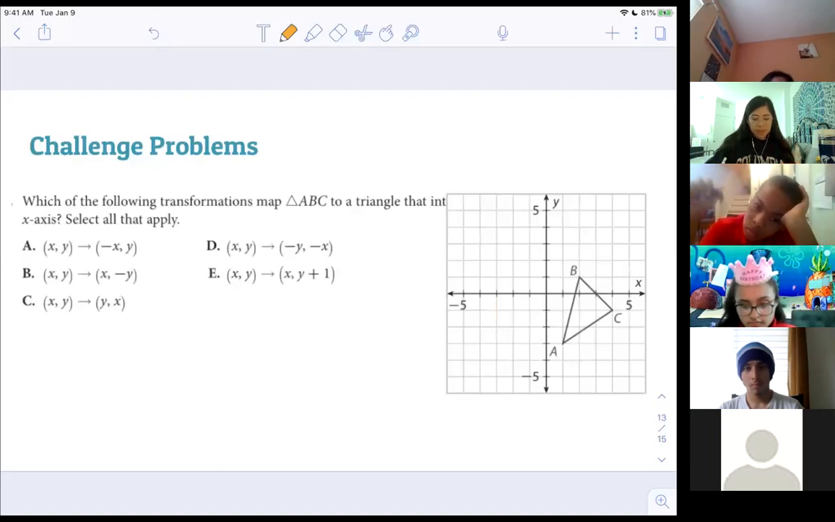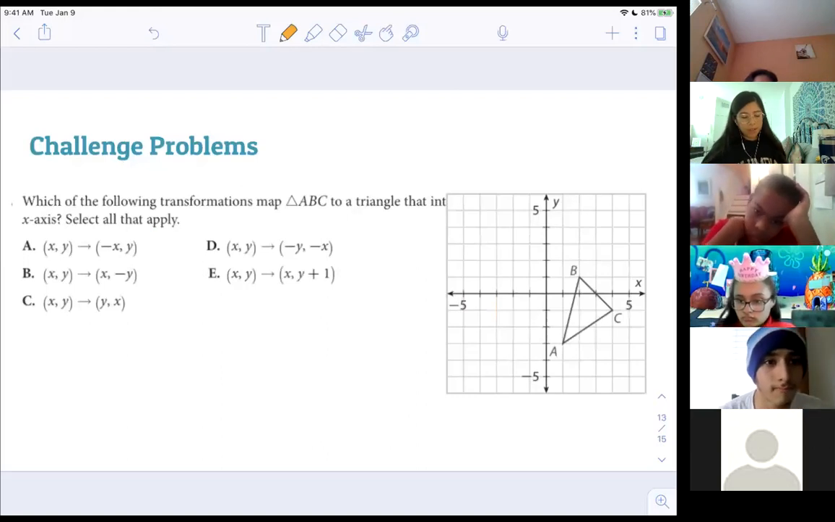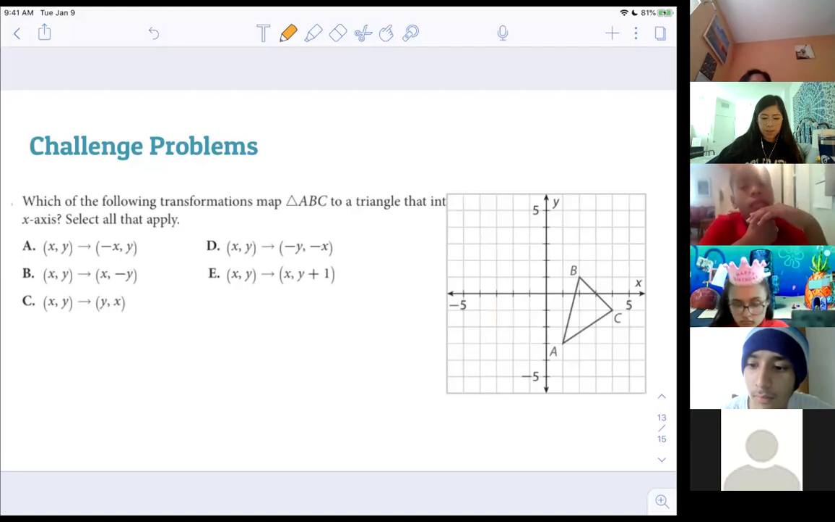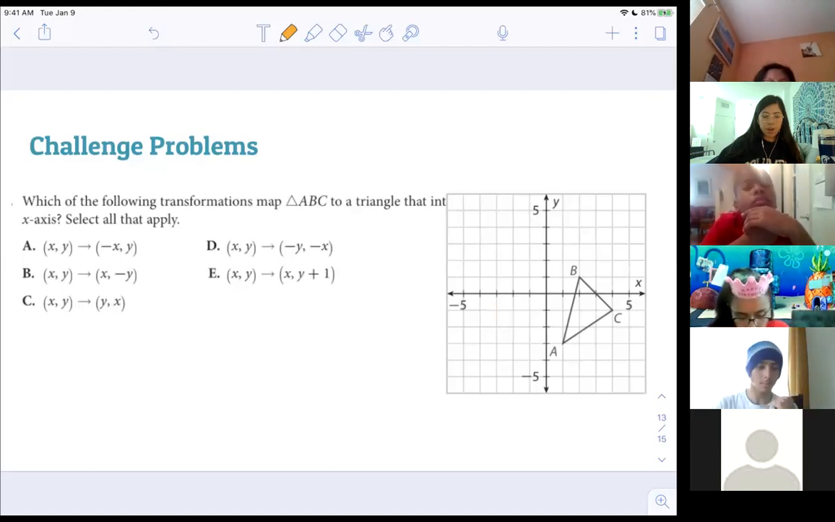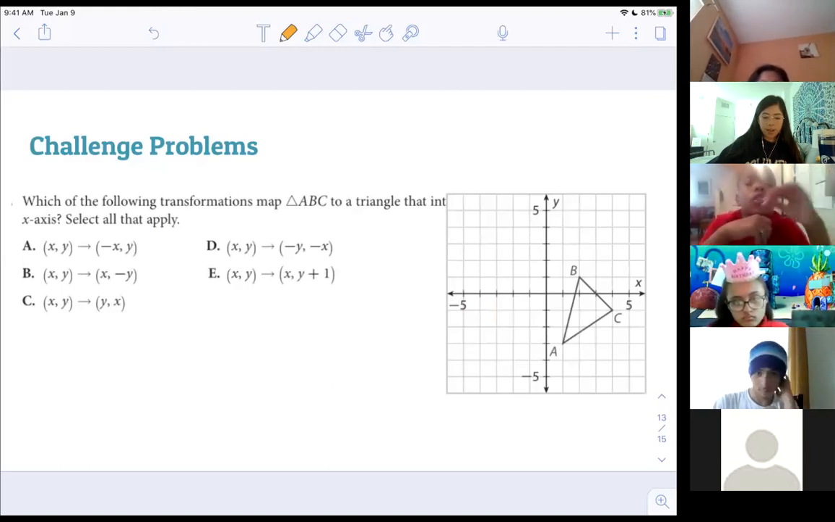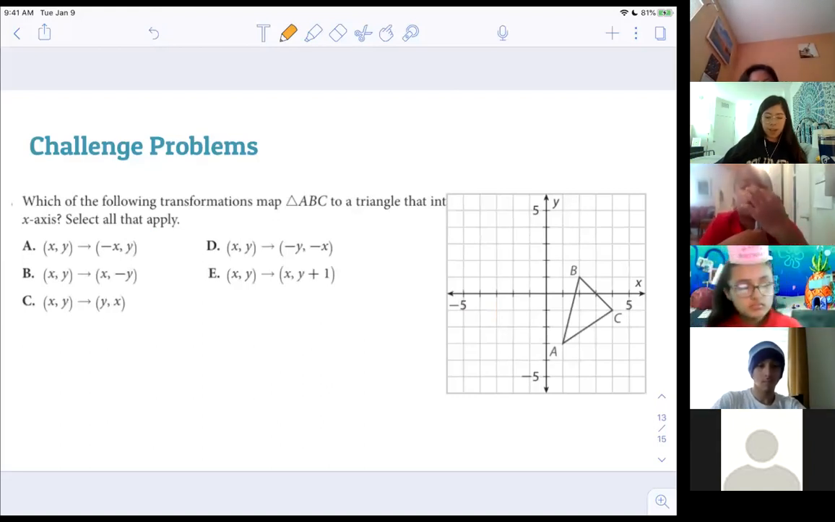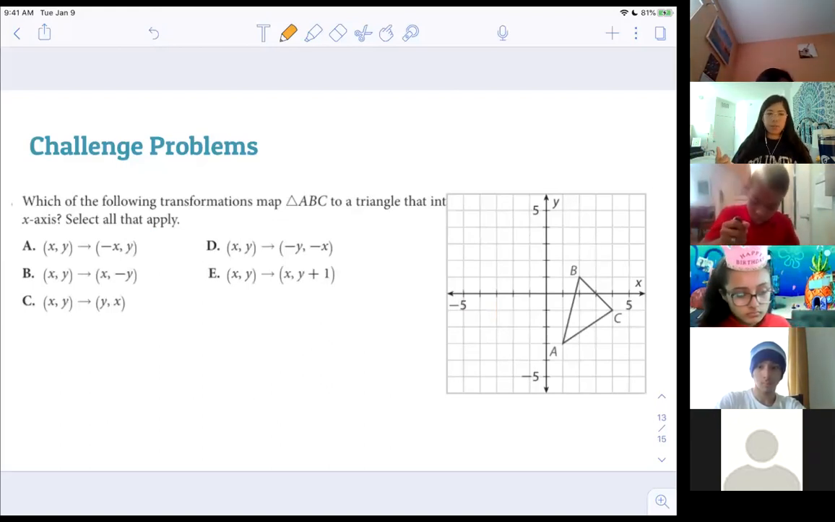Okay, let's do this very quickly. Last one. This is a select all that apply, and I got a little bit cut off, but basically it's saying, which of the following transformations would map the triangle ABC to a triangle that intersects the x-axis? So which of the following transformations will result in an image that also intersects the x-axis? It's going to be select all that apply. I'll give you 1 minute to look at it. We don't have a lot of time. I don't want to leave too late.